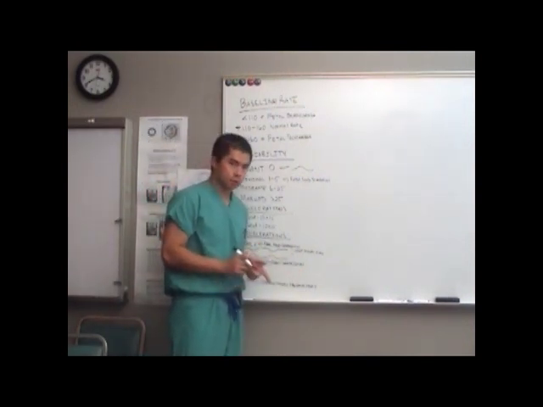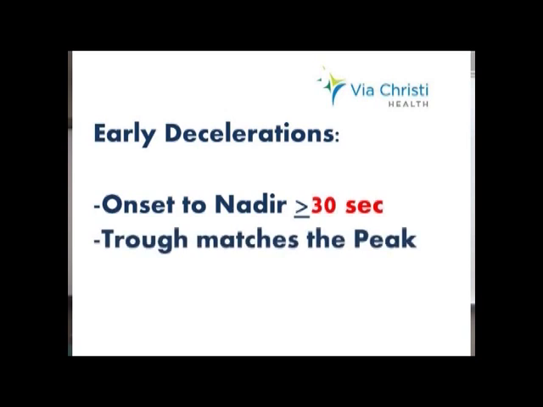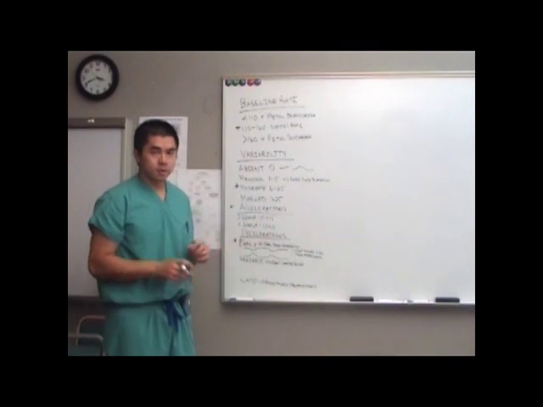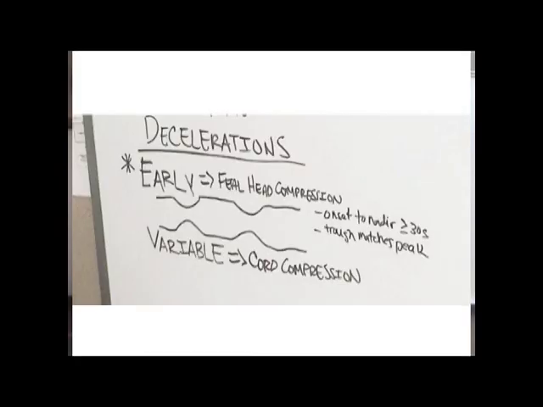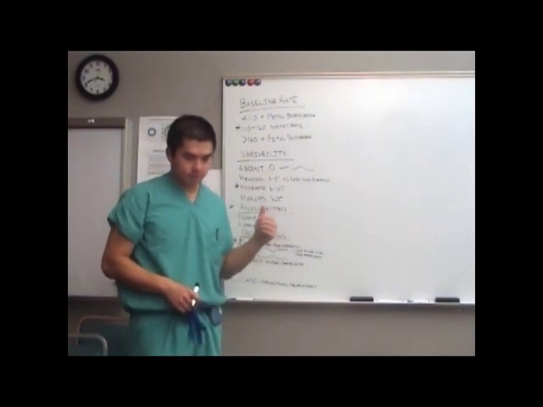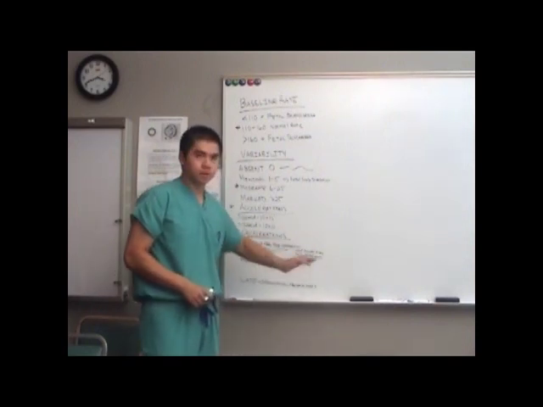The second part of the definition is that the trough matches the peak. So that's the only part that's actually part of the definition, but they also say in general that the onset, the trough, and the recovery of the deceleration match up with the onset, the peak, and the end of the contraction. But the main part of the definition is that the trough matches the peak.